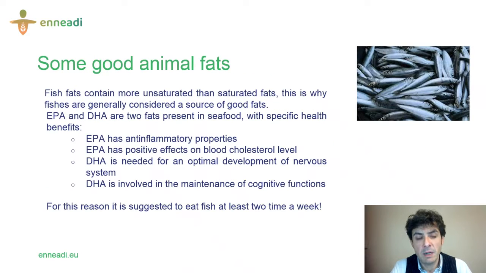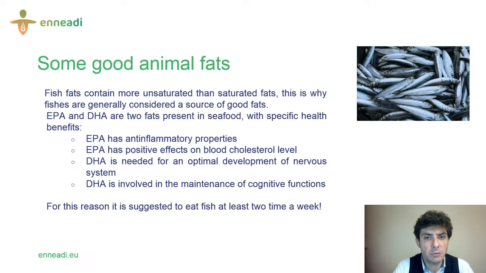Some fats are very important for our health. For example, two unsaturated fats, they are called EPA and DHA. They are present mainly in seafoods and they have specific benefits for our organisms. EPA performs an anti-inflammatory activity. It has anti-inflammatory properties, but it is also important to keep blood cholesterol levels under control.